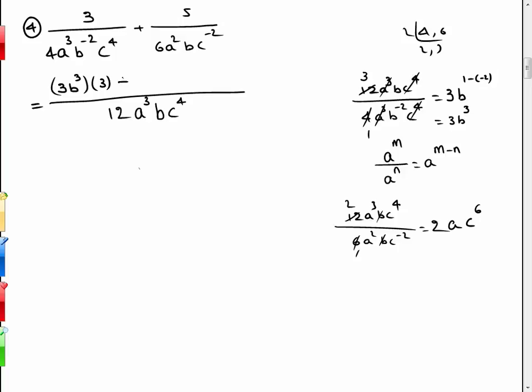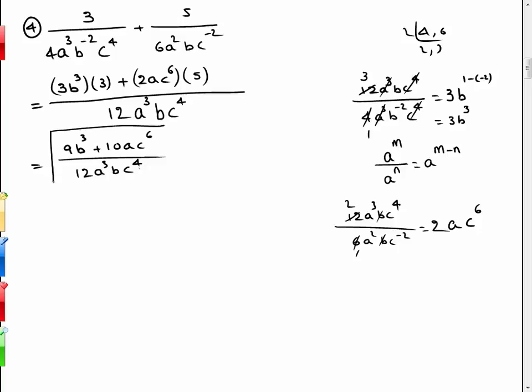We have an addition going on, so let's put a plus. 2ac to the 6 is our quotient, and multiply that by 5. And so we got 9b cube plus 10a c to the 6 all over 12a cube b c to the 4. And that's the answer.